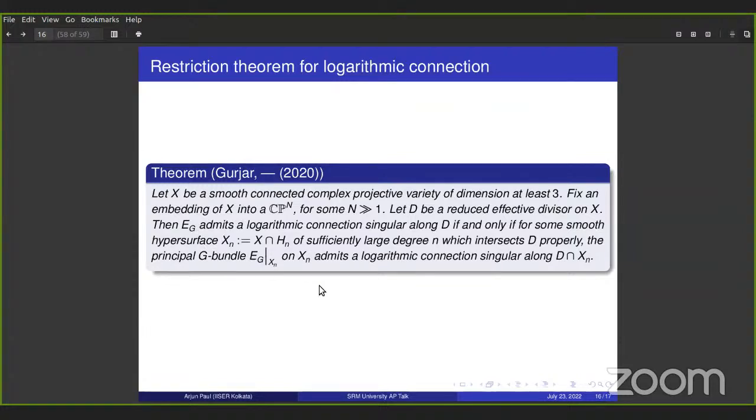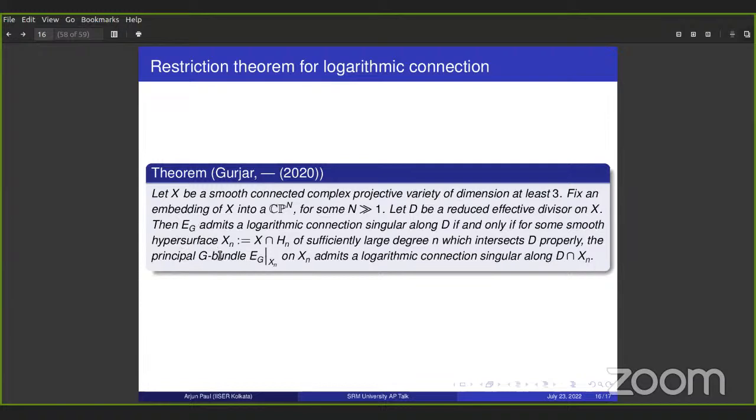You have this result on logarithmic connections, similar results for vector bundles, I mean, using this restriction theorem. For holomorphic connection, this similar theorem actually was proved by Atiyah. So we have actually modified this proof. This idea is quite similar. So Atiyah proved this result for principal bundles, where G is a reductive affine algebraic group. And we have modified this theorem for the case of logarithmic connection.